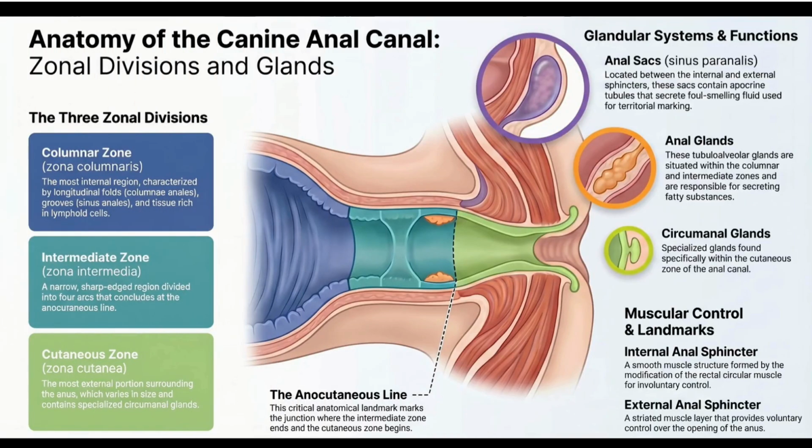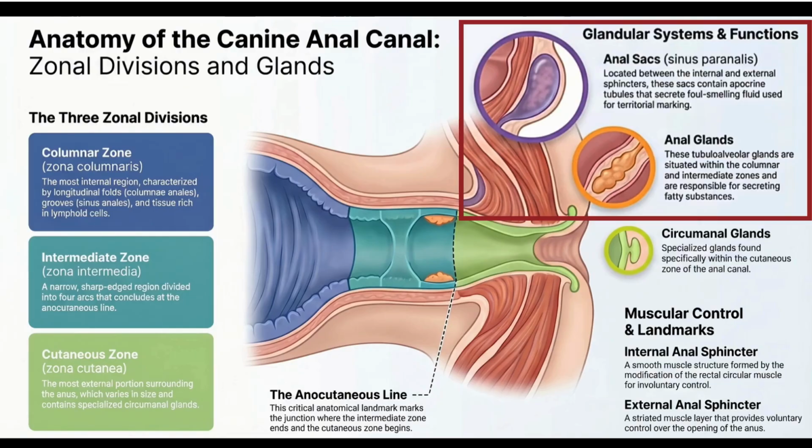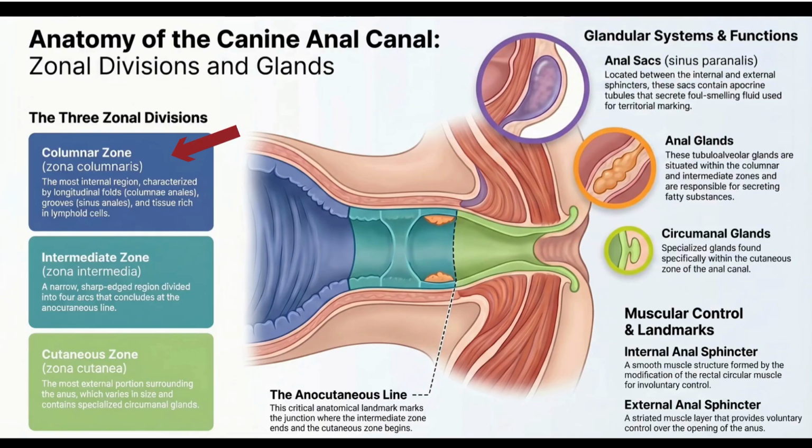Now I'm going to teach you about the zone divisions at the rectum and also the anus. Do you know how many divisions we have? We have three divisions: the columnar zone, intermediate zone, and cutaneous zone. We also have associated glandular structures that we call anal glands and anal sacs. The columnar zone is characterized by longitudinal folds called anal columns. It also has intervening grooves called anal sinuses. The region is also rich in lymphatic tissue.